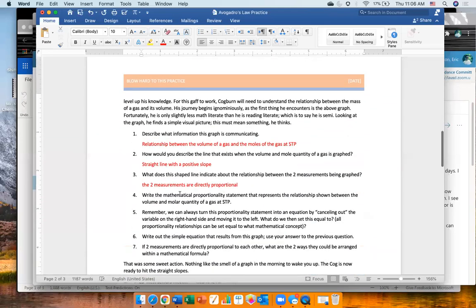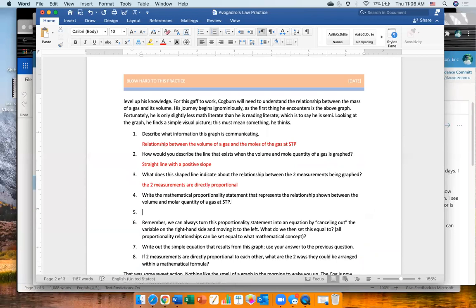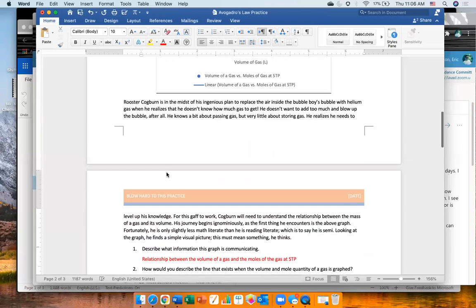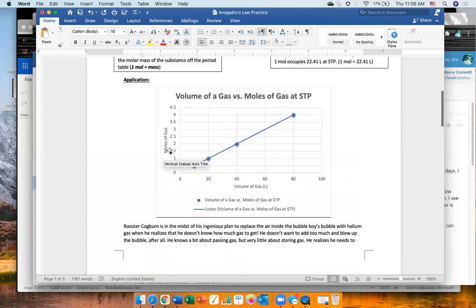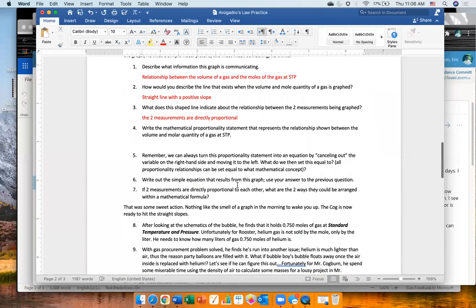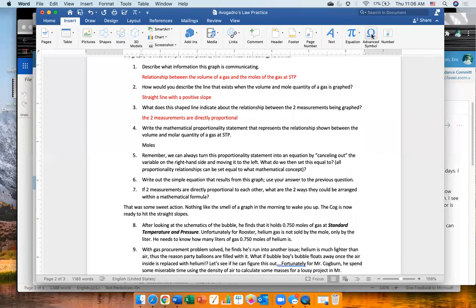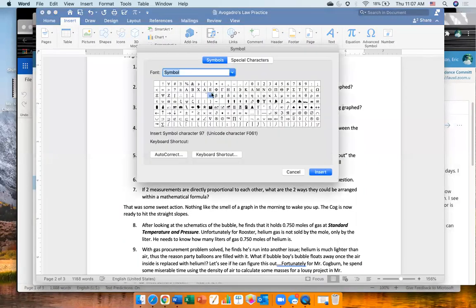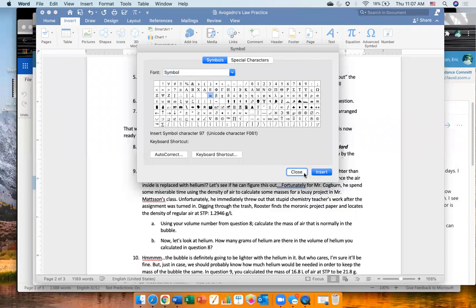So number 4, write the mathematical proportionality statement that represents the relationship shown. The relationship that exists here is between volume and moles. So we're going to look at the axes. We have moles on the y-axis. We have volume on the x-axis. A proportionality statement is simply written out by taking the measurements that you have, and we're going to put a fish sign in. I call it a fish sign. This is a proportionality symbol.